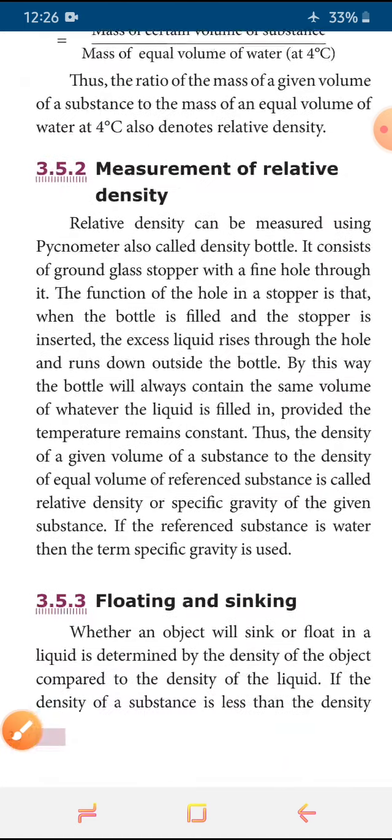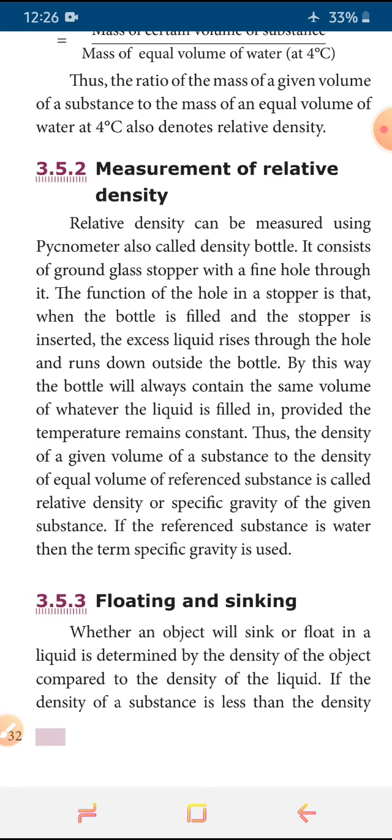Next is floating and sinking. What is floating? Floating means it floats, sinking means it goes inside and sinks. So when do we float and when do we sink? The two substance densities are compared.